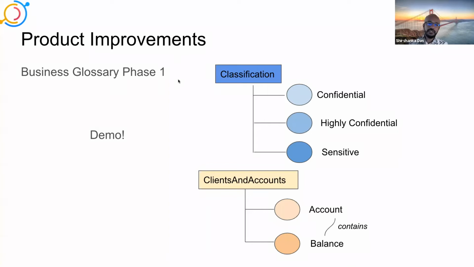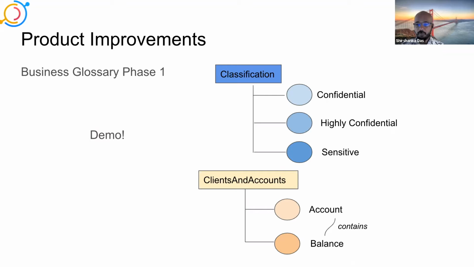Moving on, the first product improvement that we would like to share is Business Glossary Phase 1. And I'll do a quick demo, but before that, just a quick intro to Business Glossary itself. It's really a way of representing a tree of concepts that are useful for attaching to existing data sets or fields.